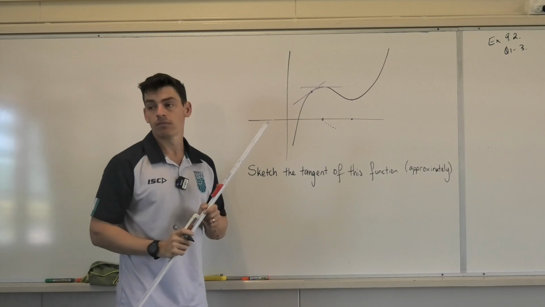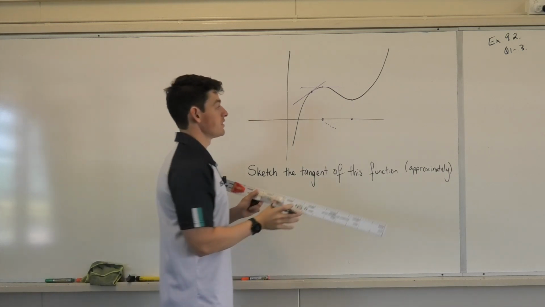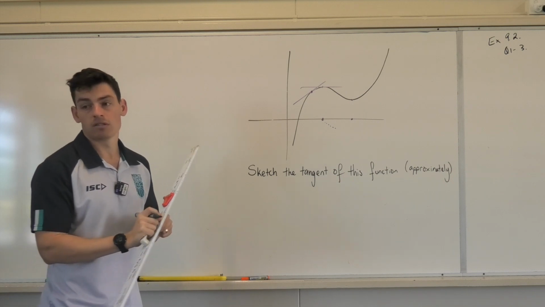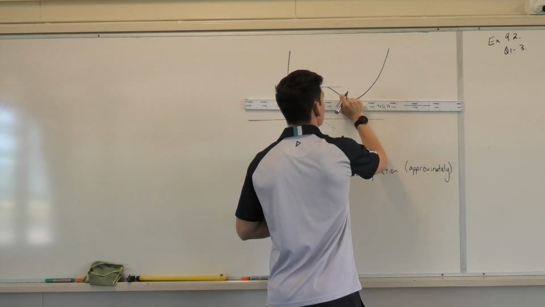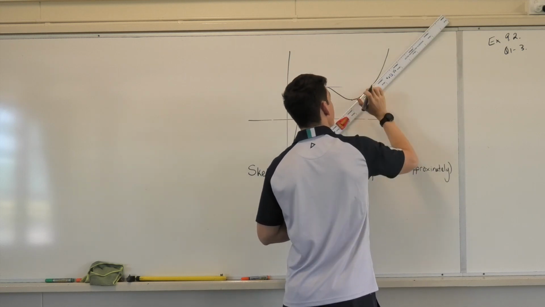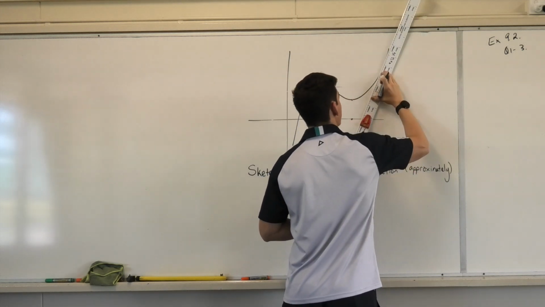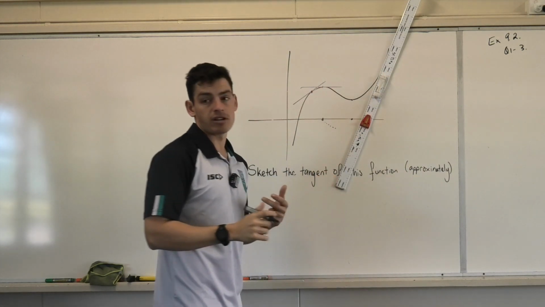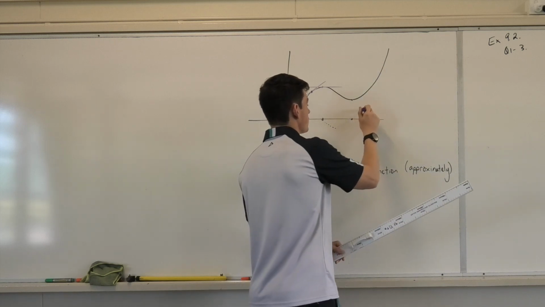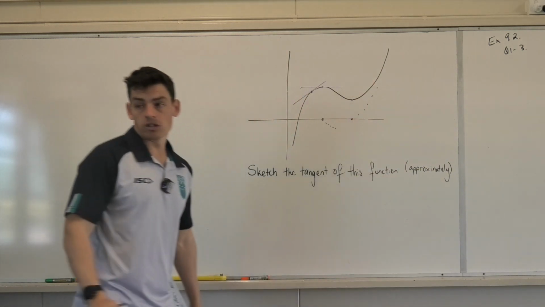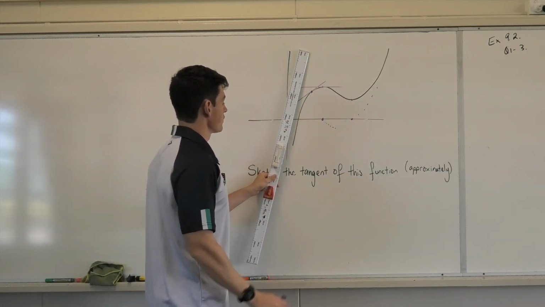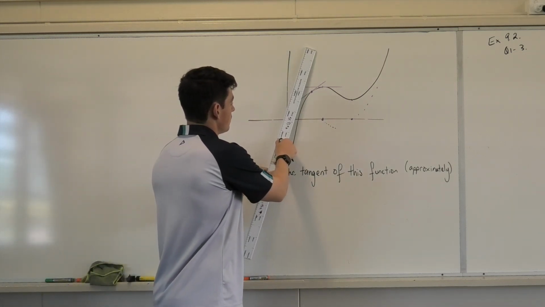After that? Positive. Is it going to get more positive as time goes on? Or less positive? Well, it starts here. Is that gradient more positive? Yes. Is that gradient more positive? Yes. Is that gradient more positive? Yes, sir. So what's happening? It's getting progressively more positive, correct? So it should be going like this, shouldn't it?